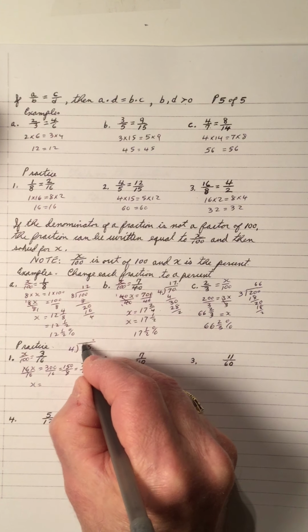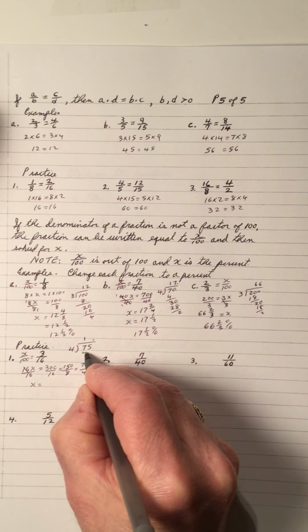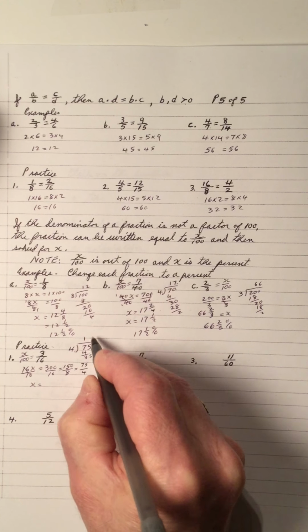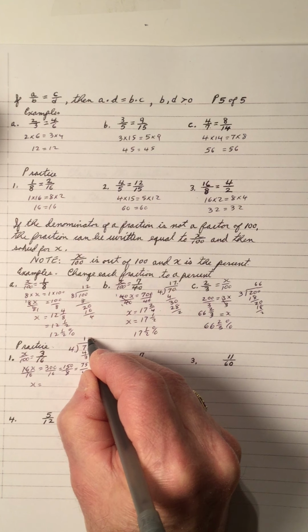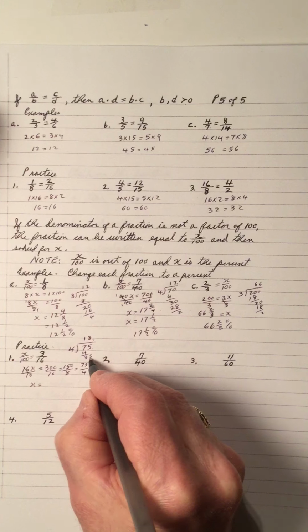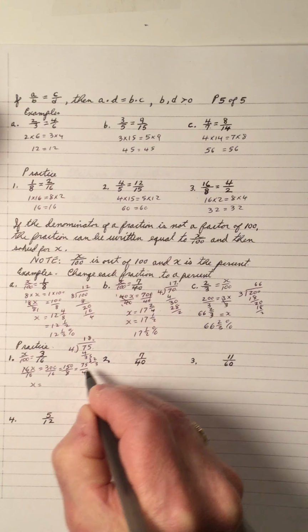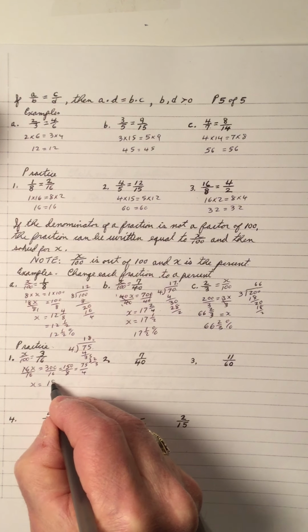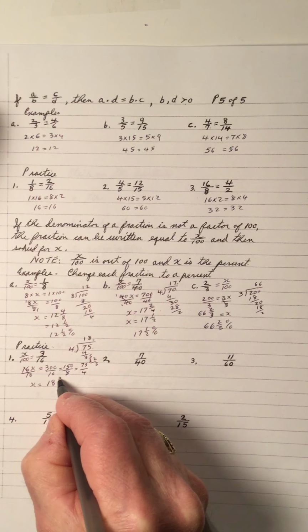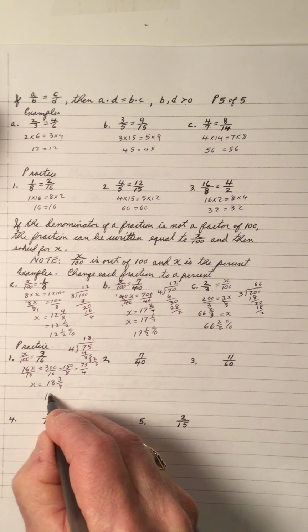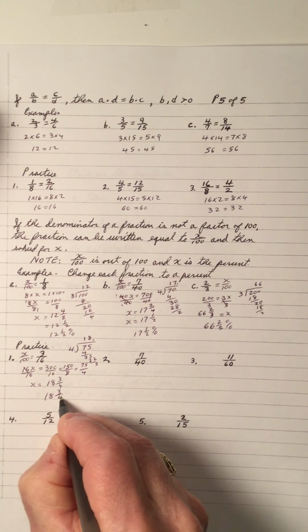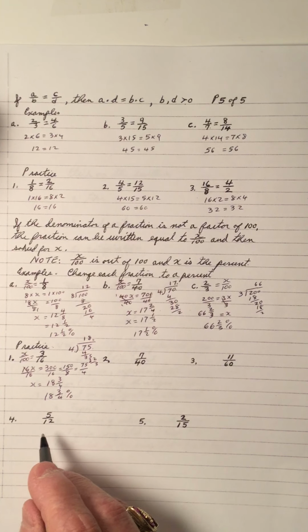Let's move it up. 4 into 7 goes once. 4, 35. 4 9s are 36, so it's an 8. 4 8s are 32, and I get a 3. So that's 18 and 3 over 4. So as a percent, it's 18 and 3/4%.